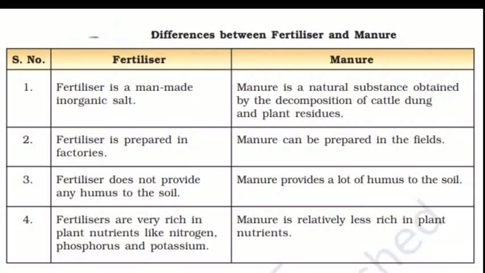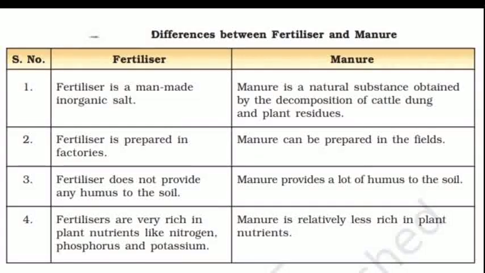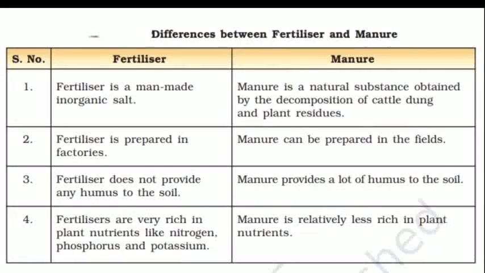Fertilizers are prepared in factories, therefore there was nothing living. They just go on adding the chemicals and then the fertilizer is prepared. But manure can be prepared in fields, at home, anywhere. Even vermicompost, if you have heard about it, it's prepared at homes.